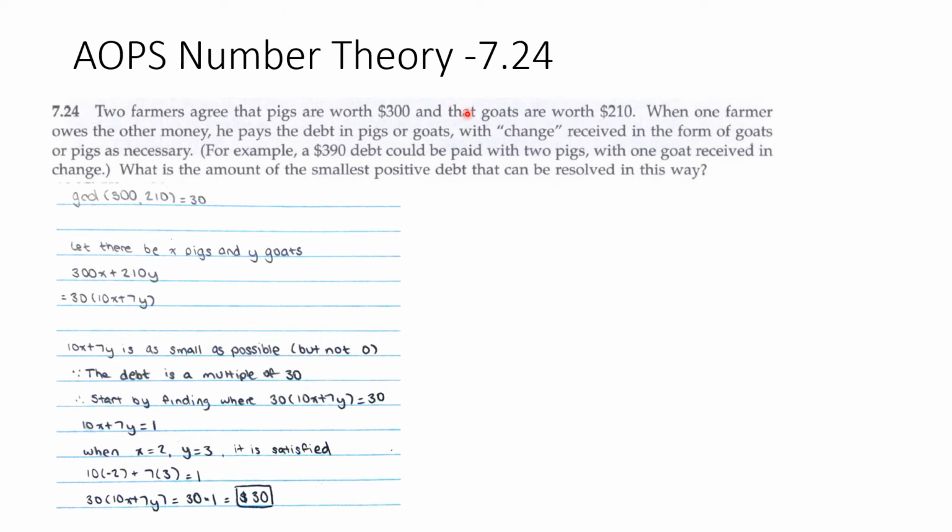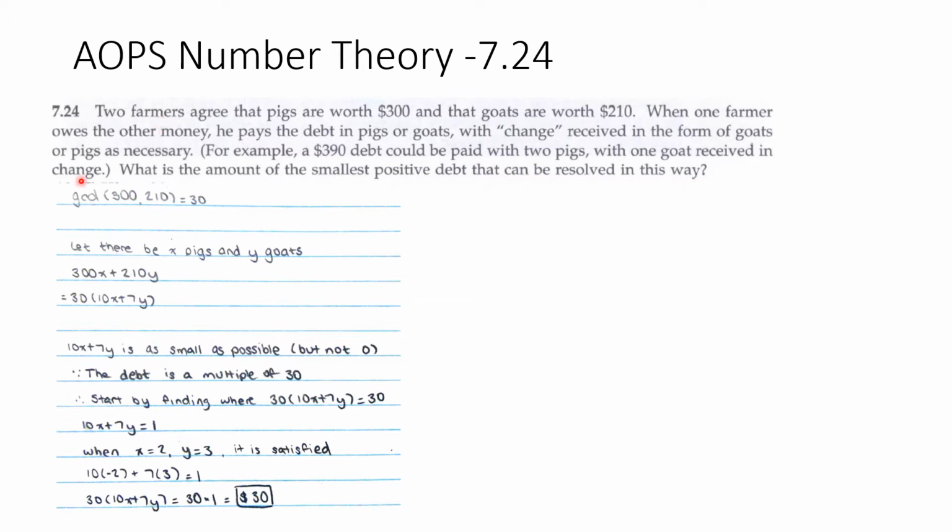AOPS number theory 7.24. Two farmers agree that pigs are worth $300 and that goats are worth $210. When one farmer owes the other money, he pays the debt in goats or pigs, with change received in the form of goats or pigs as necessary. For example, a $390 debt could be paid with 2 pigs with 1 goat received in change. What is the amount of the smallest possible positive debt that can be resolved in this way?